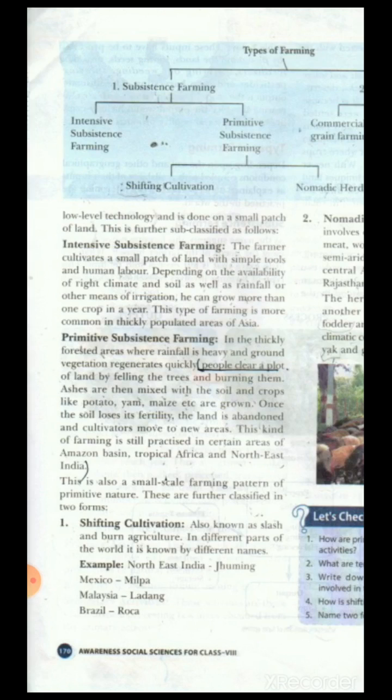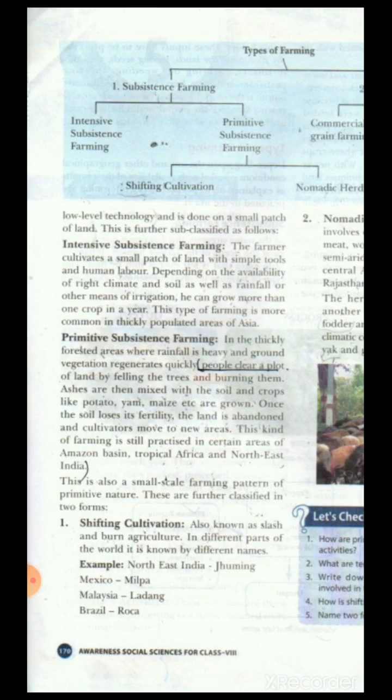The next is primitive subsistence farming. Primitive means the ancient, the earlier. So primitive subsistence farming means the ancient methods of farming. From ancient times we have been following this type of farming. It includes shifting cultivation and nomadic herding.